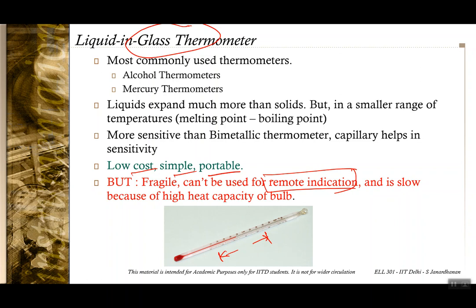The heat is transmitted through this bulb, so the heat capacity of the bulb plays a really important role in the functioning of the thermometer, in its response time. So if this bulb has a high heat capacity, either the bulb has a metallic coating for better heat transmission, or the volume of the bulb is larger for greater sensitivity. This would mean that it will take time for the bulb to heat up.